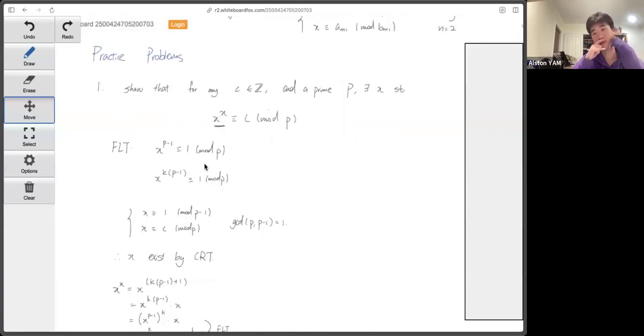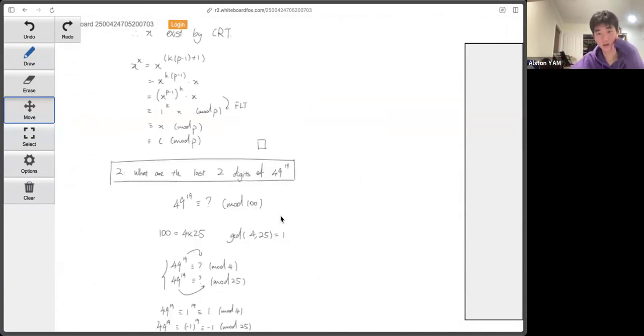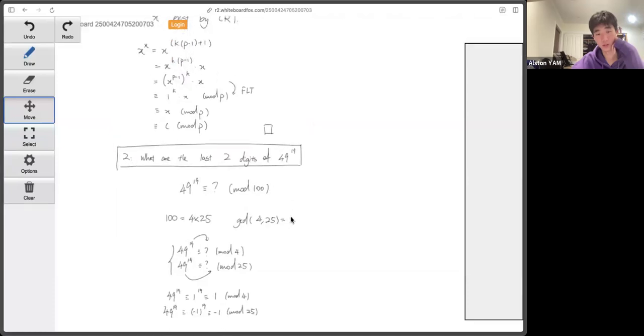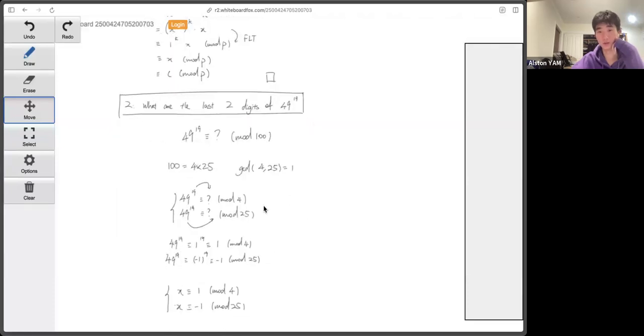Then we went through two practice problems. In one of them, we analyzed the pattern in the exponent when it loops around in cycles of p minus 1. And the other one was computational, where we computed the last two digits of this thing, mod 100.